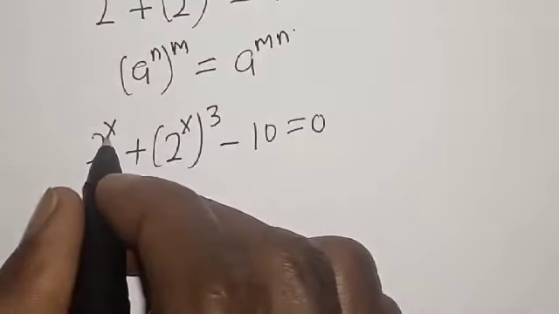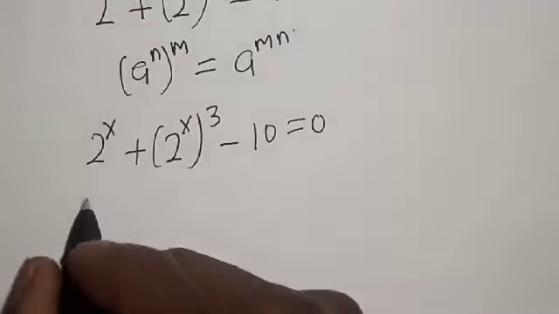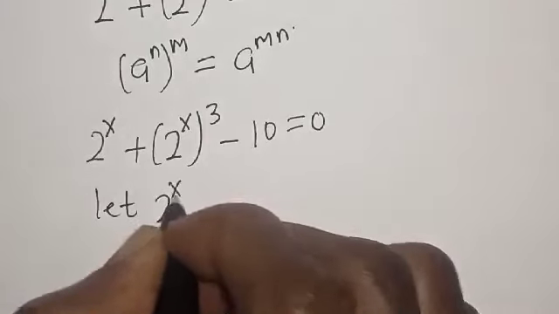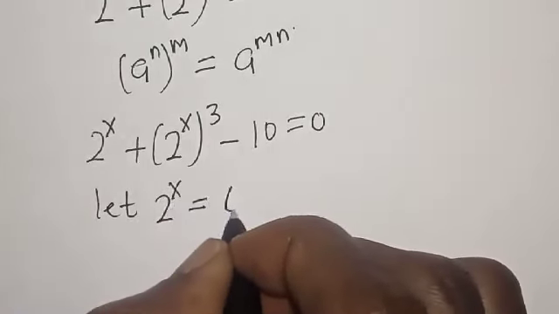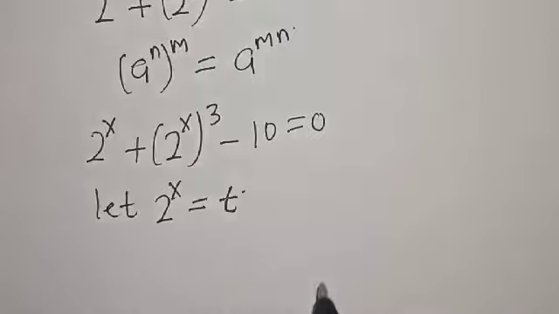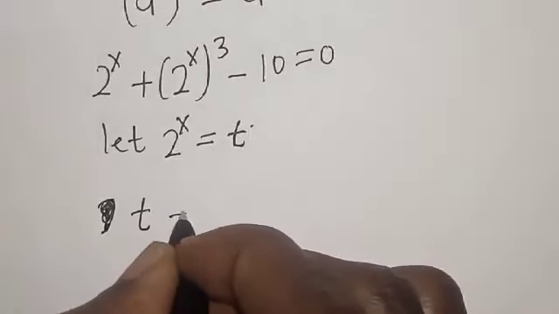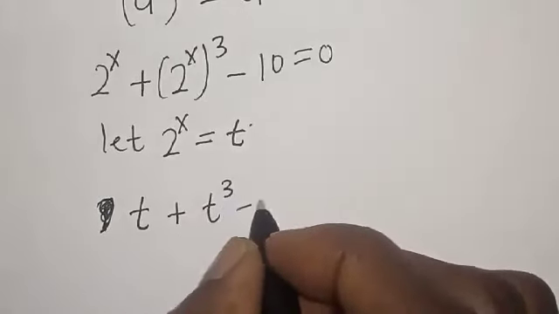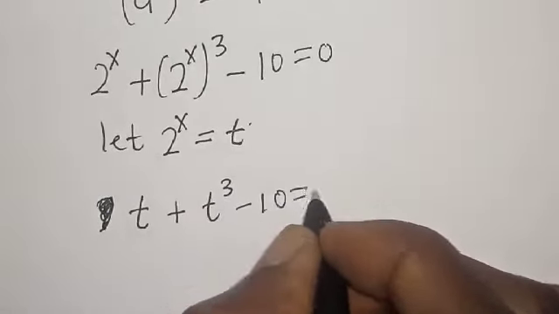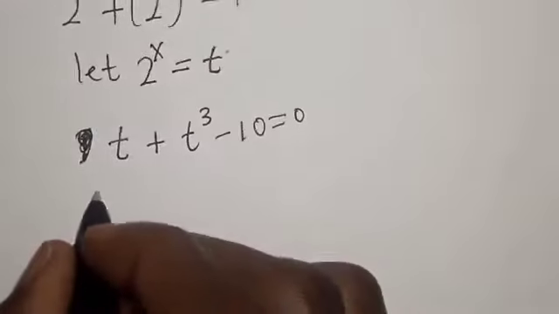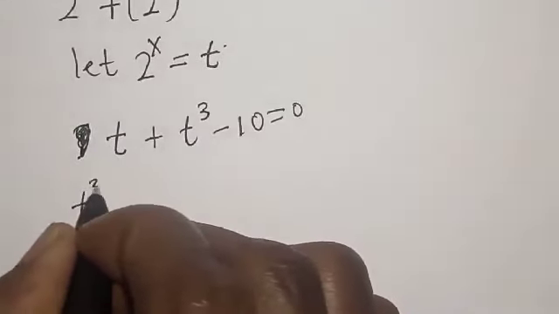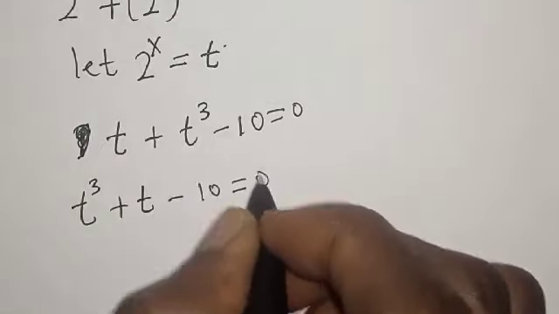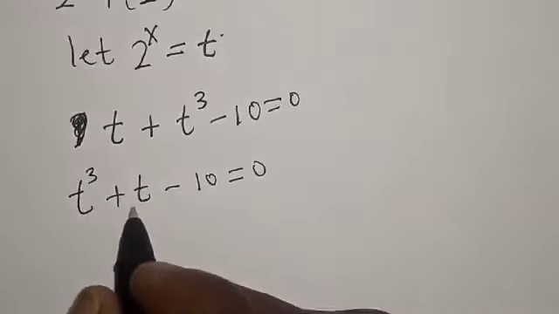We have 2 raised to power x here and 2 raised to power x here. Let 2 raised to power x be equal to t. Then t plus t raised to power 3 minus 10 is equal to 0. Let's rearrange: t raised to power 3 plus t minus 10 is equal to 0.